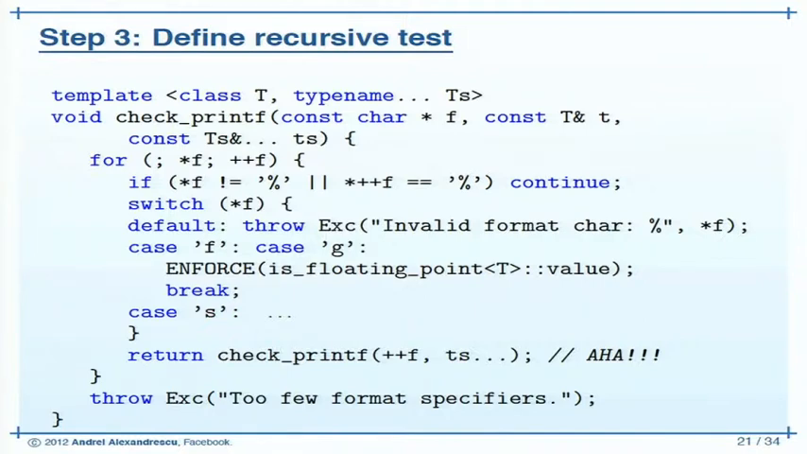If it's an F or a G, that's a floating point thing, right? I'm going to enforce at runtime that it is a floating point. This is my check. This is my payload. This is the essence of it all, right? If it's S, you've got to check it's a pointer to character, and so on and so forth. And by default, if nothing fits, you just throw an exception.